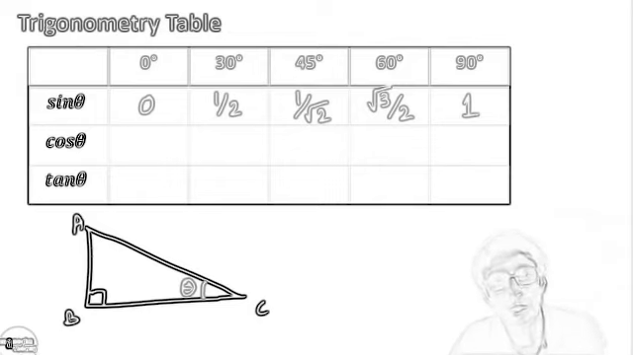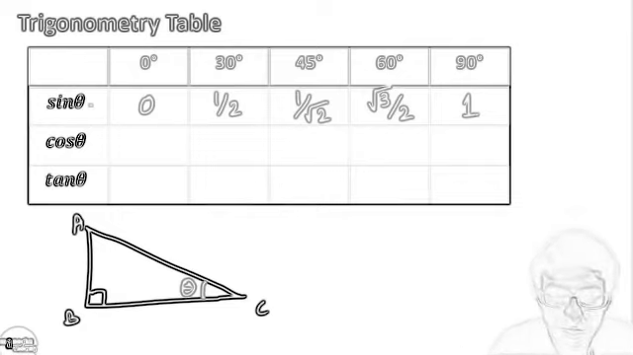Now let's fill in the cos values. The cos row is very easy because it's basically the opposite of the sine table. Sine 0 was 0, but in this case you just need to reverse it. So cos 0 is going to be 1 because sine 90 was 1. Very good, so just invert the table.